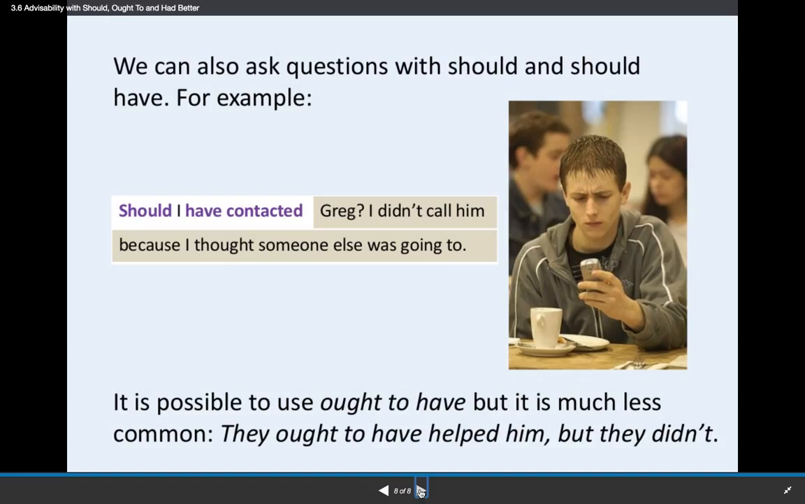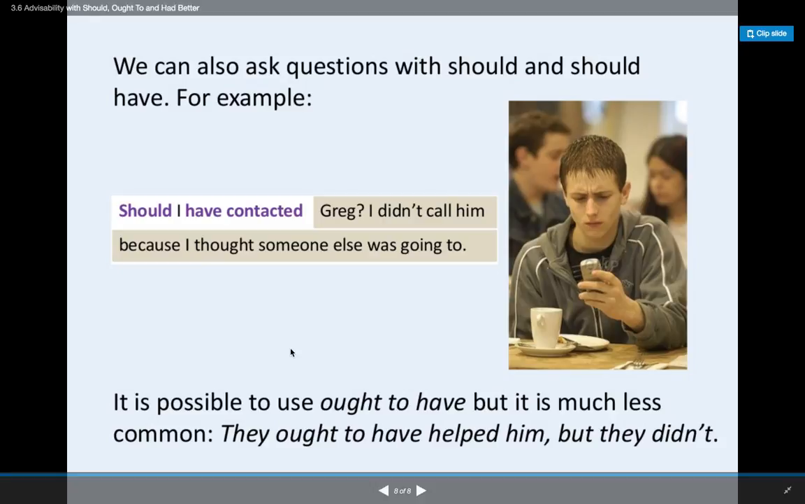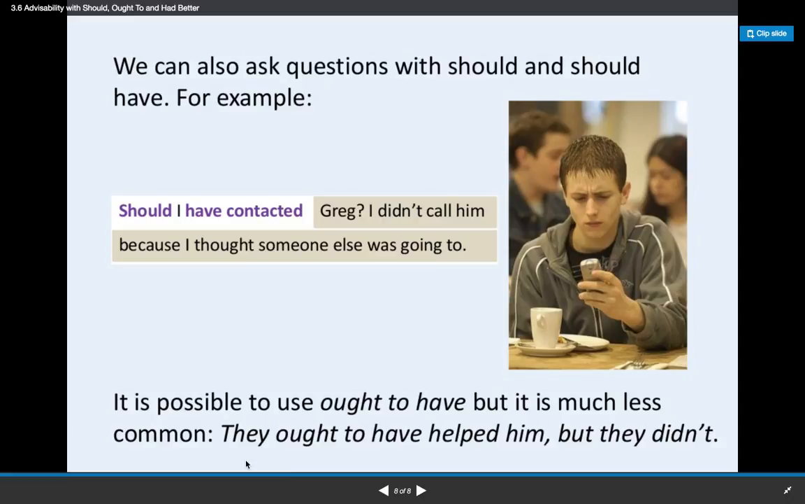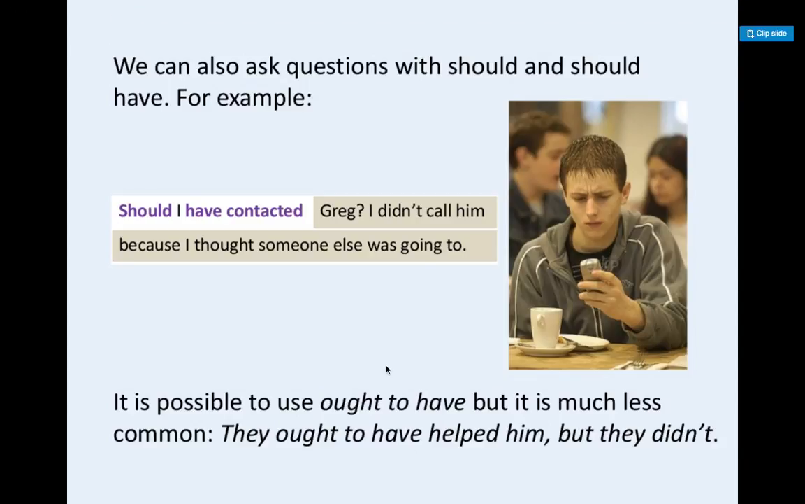We can also ask questions with should have and should. Should I have contacted Greg? I didn't call him because I thought someone else was going to. It's possible to use ought to have, but it's much less common. They ought to have helped him, but they didn't. Actually, that is much more common, and ought to have is much more common in British English than in American English.